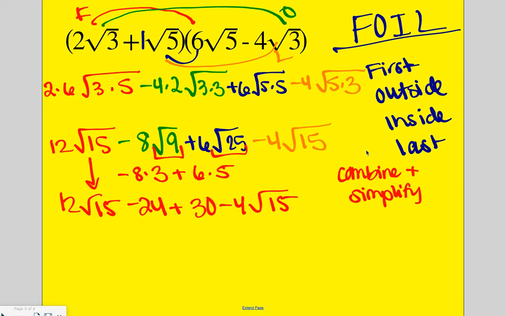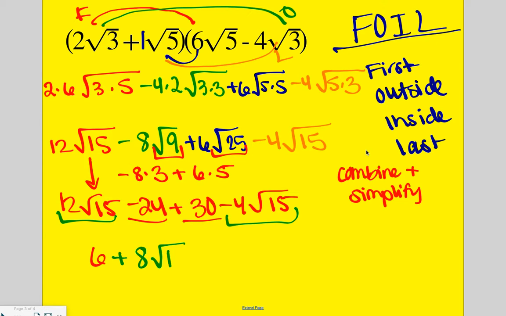Now let's combine. So we have a negative 24 and a 30. Let's add that up. So we have a positive 6. Then we have a similar square root. So square root of 15 can't be any smaller. So let's combine these two, though. So we have 12 minus 4. 12 minus 4 gives us a positive 8.